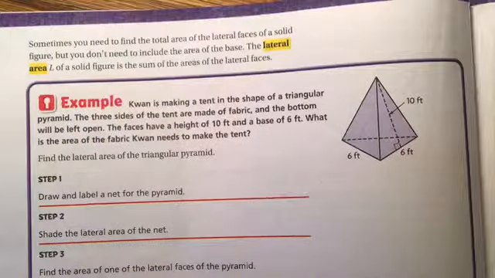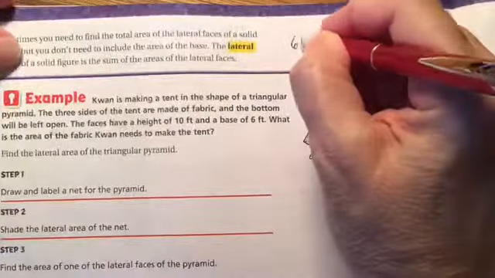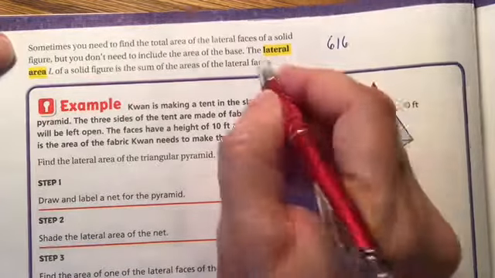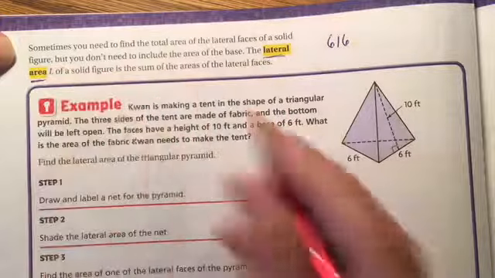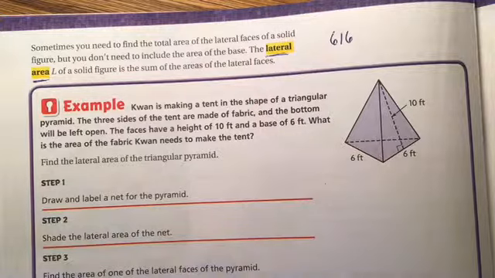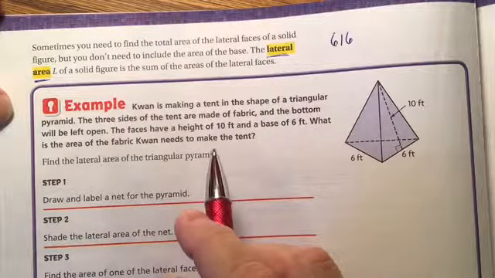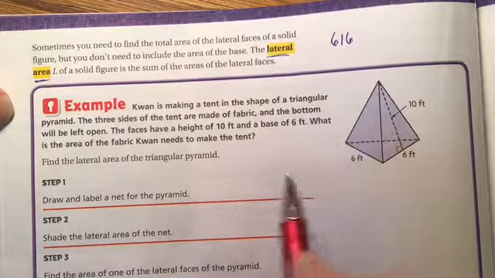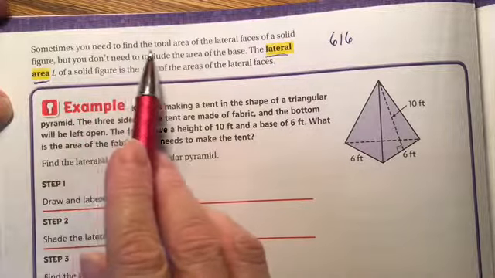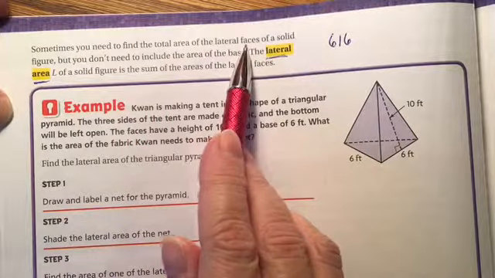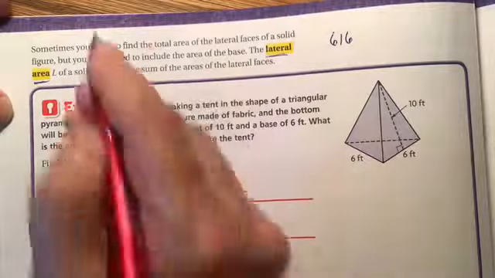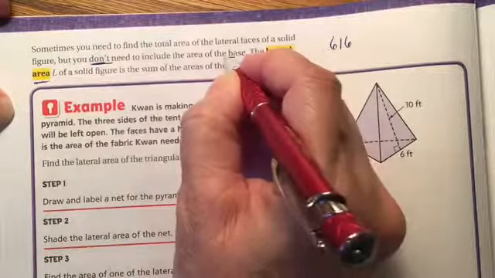If you flip over to your next page, page 616, we're going to do one more example together. I want you to be careful of this. I don't know why they throw this in there exactly, but it's lateral area. Lateral area is the area of all of the sides, not including the base. Sometimes you need to find the total area of the lateral faces of a solid figure, but you don't need to include the area of the base. So don't include the base.